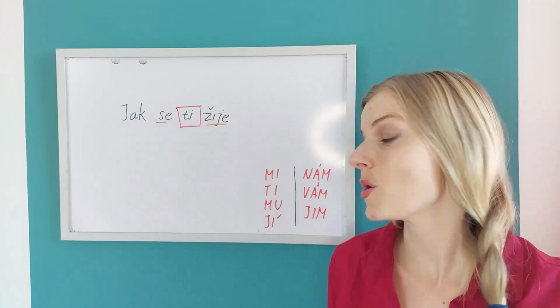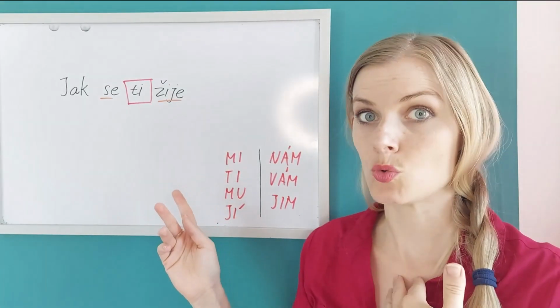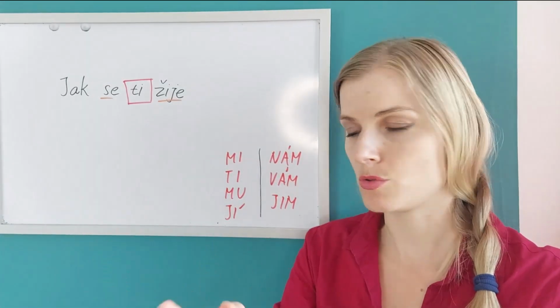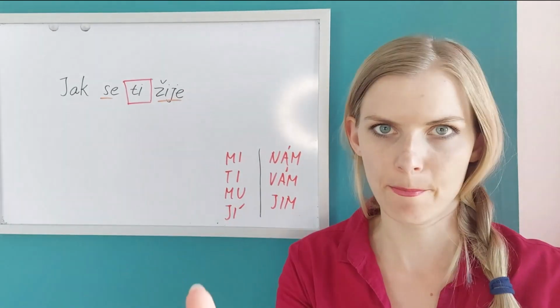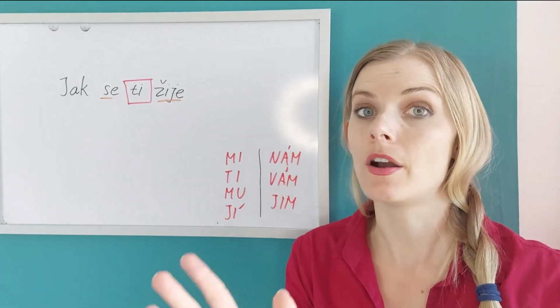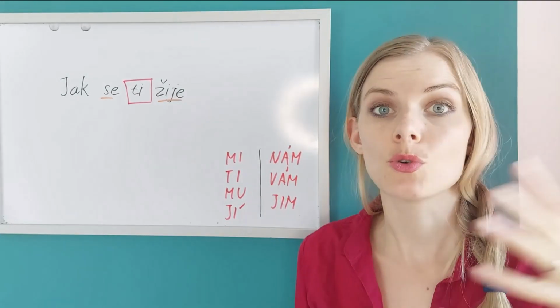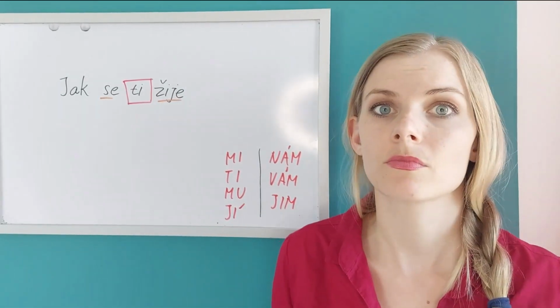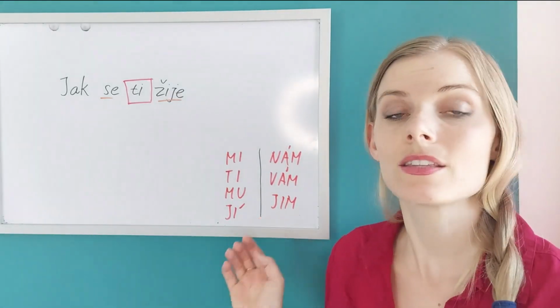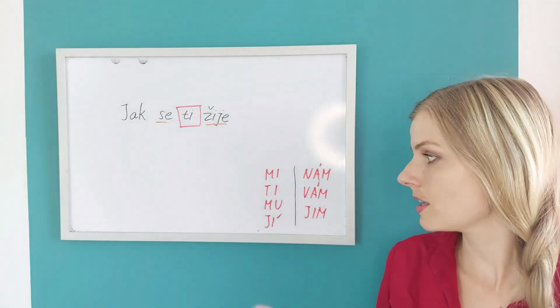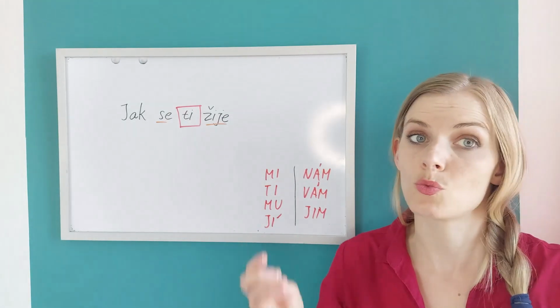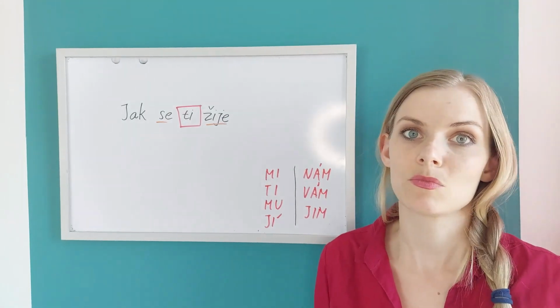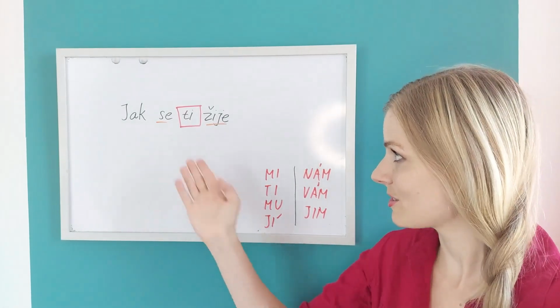These are the remaining forms. Mě, to me. Ti, to you. Mu, to him. Jí, to her. Nám, to us. Vám, to you, from vy. And jim means to them. That's when you translate it out of context. When it's in a context, sometimes it's not translated this way, just like here.